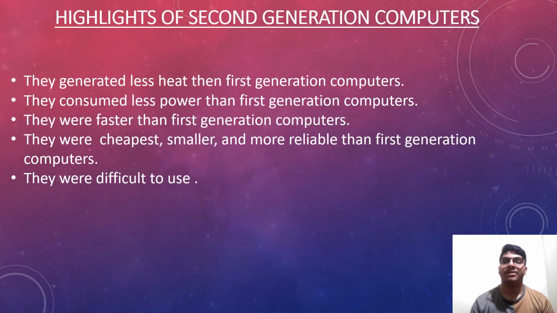Next, highlights of second generation computers. They generated less heat than first generation computers. They consumed less power than first generation computers. They were faster than first generation computers. They were cheaper, smaller, and more reliable than first generation computers. They were also difficult to use.